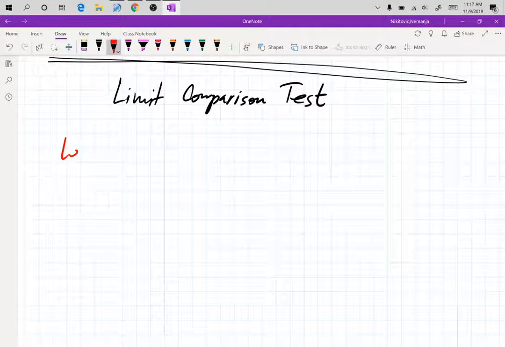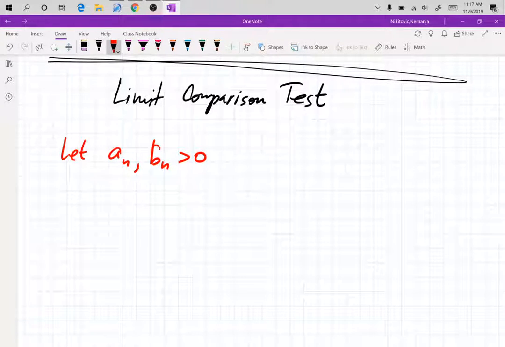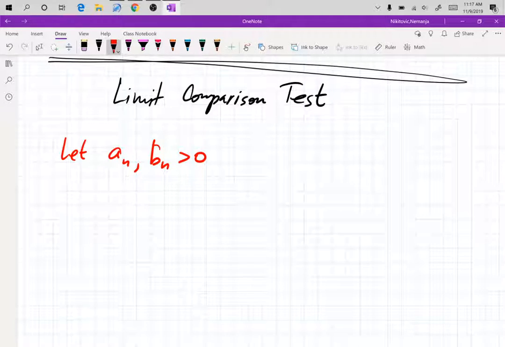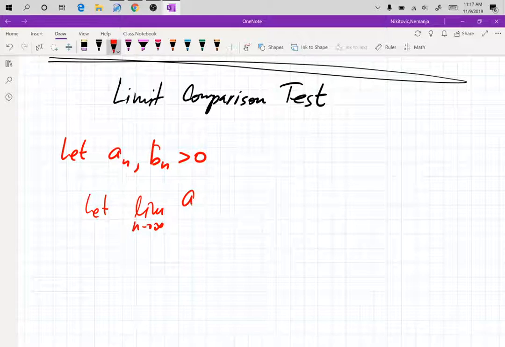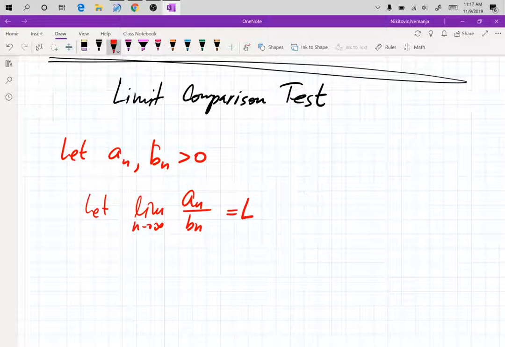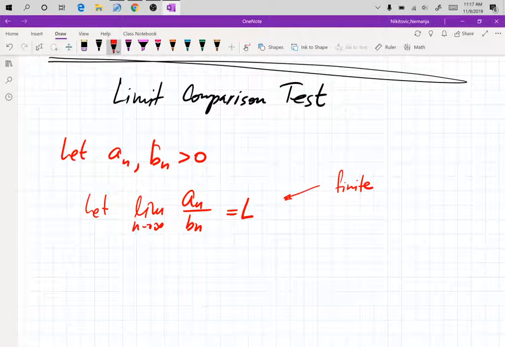So we let sequences an and bn be positive. That's your job. First, you make sure they're positive, and if they're positive, then we let the limit as n goes to infinity of an divided by bn be L. Now I'm going to poke into it and say finite. So it can be 0, it could be -3, it could be 1 million, but it has to be some finite value. Pi, that's also good.